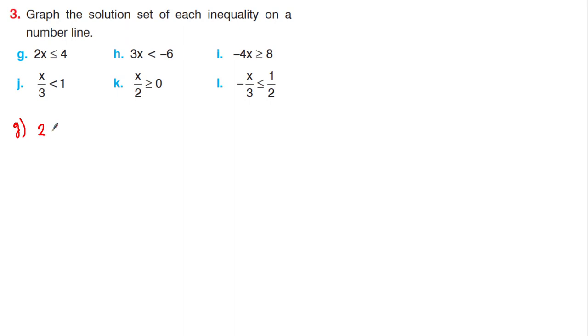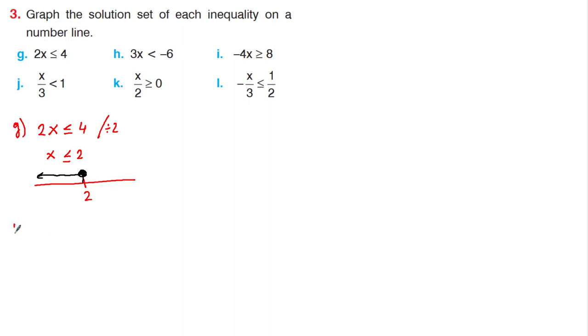We have 2x is less than or equal to 4. Well, if we just divide by 2, what do you get? X is less than or equal to 2. And represented on the number line, it would look from negative infinity up to 2, including the number 2.